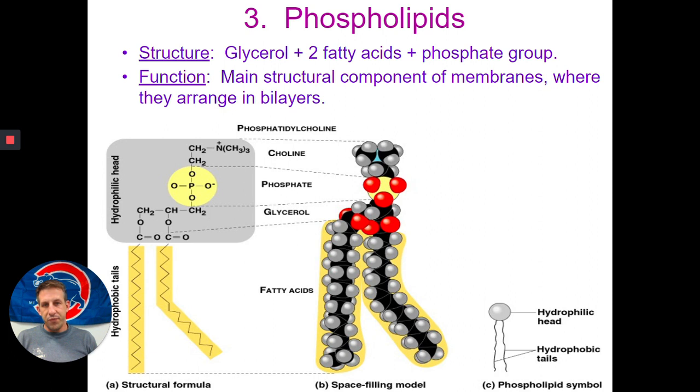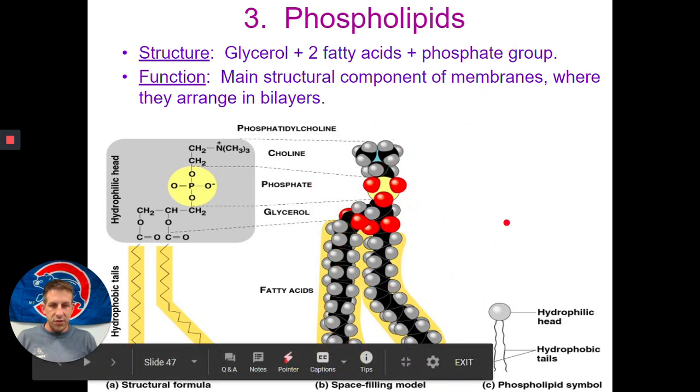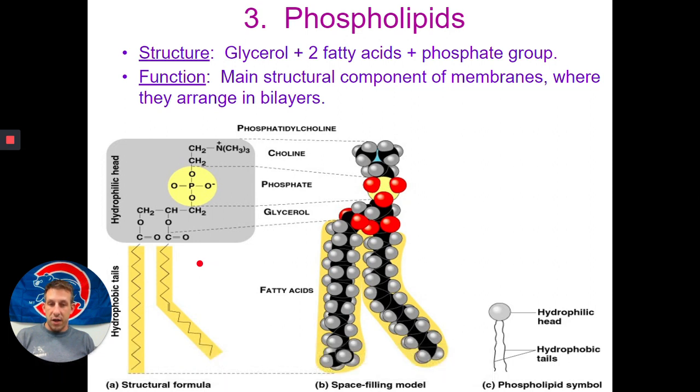Okay, we've got the space filling model, which I like to see. Just to kind of show you the kink in this one and how it correlates to what we see over here. And then we've got the structural model off to the left. I like the structural model because it shows where the glycerol is in relation to everything else that attaches to it.